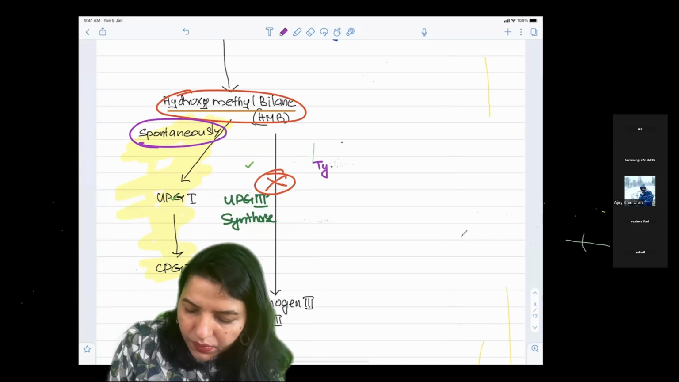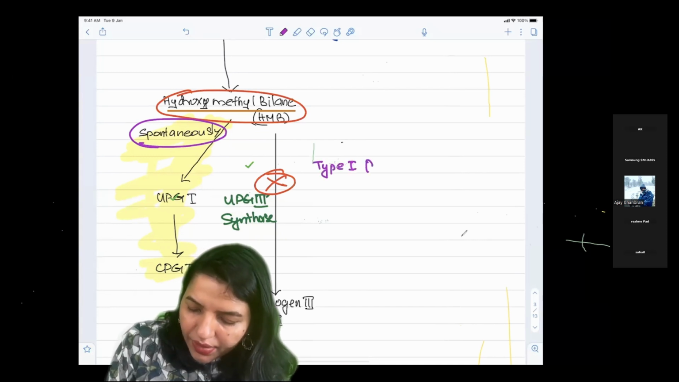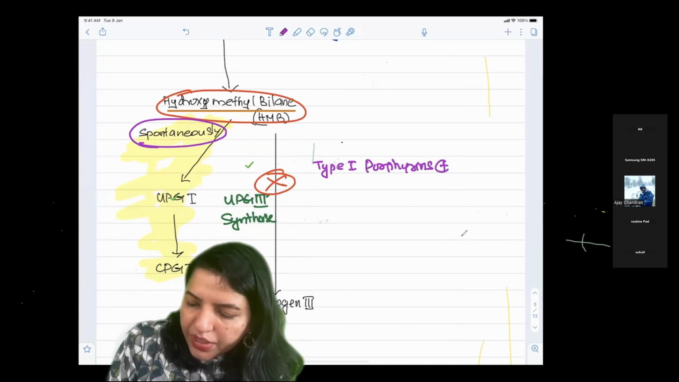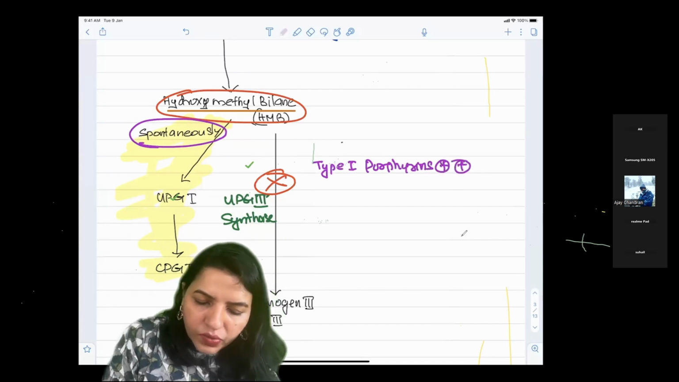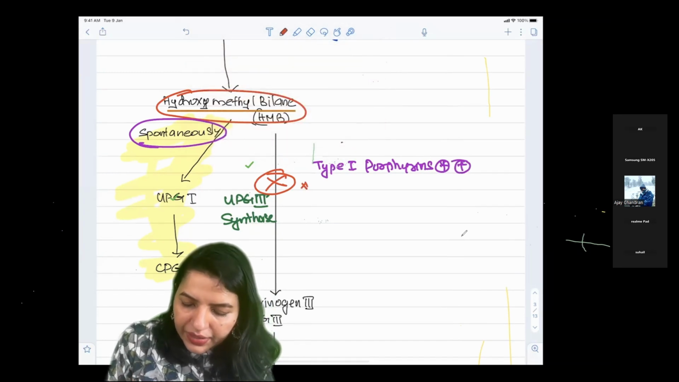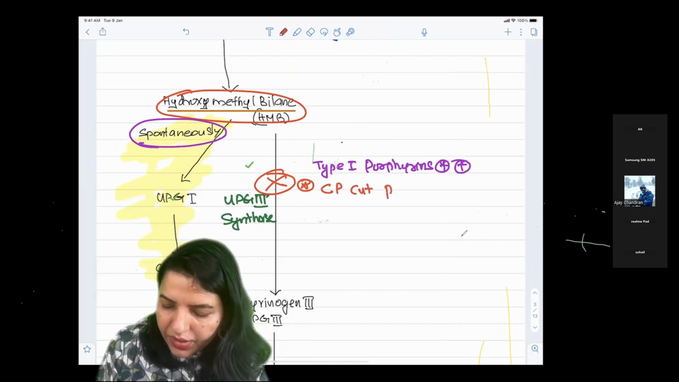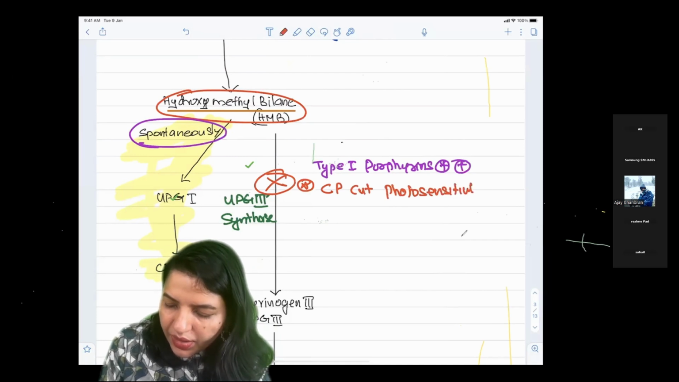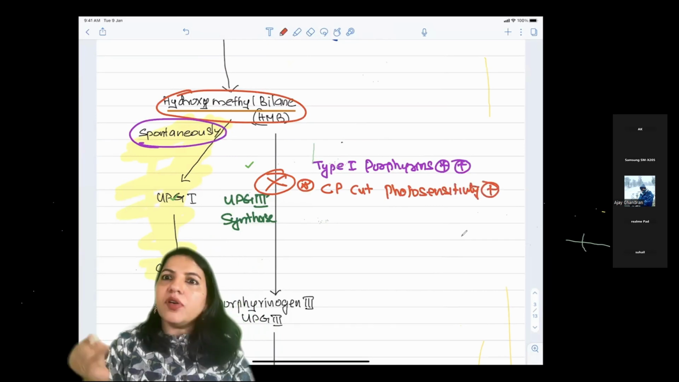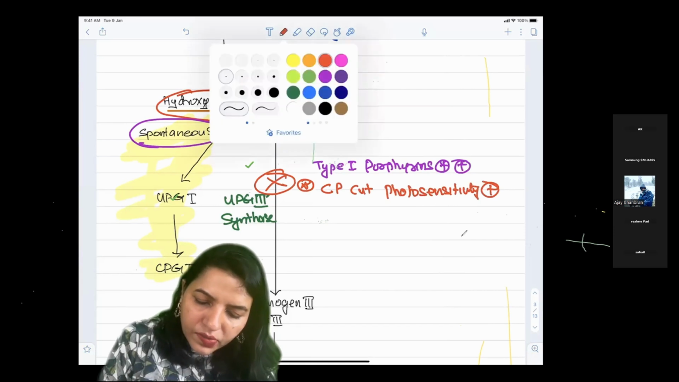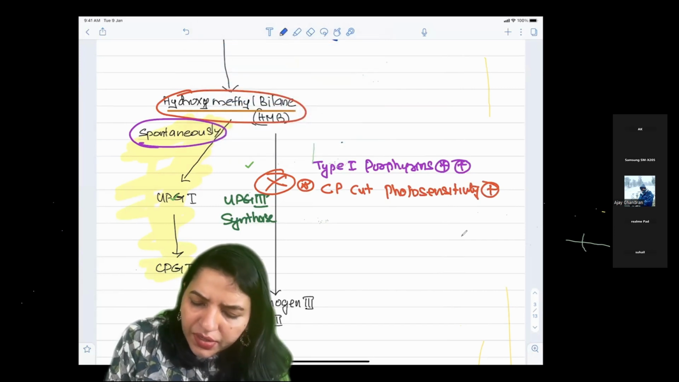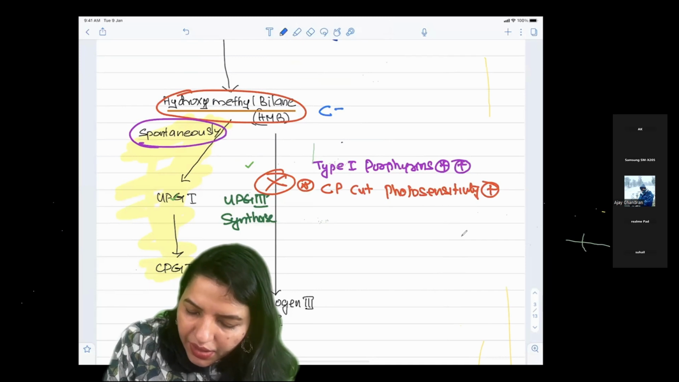So type 1 porphyrins accumulate there. Now, what is evident is that there is CP. CP means cutaneous photosensitivity, okay? So cutaneous photosensitivity is present here. Now, the question is, what is this disorder? Learn the short form. It is CEP.